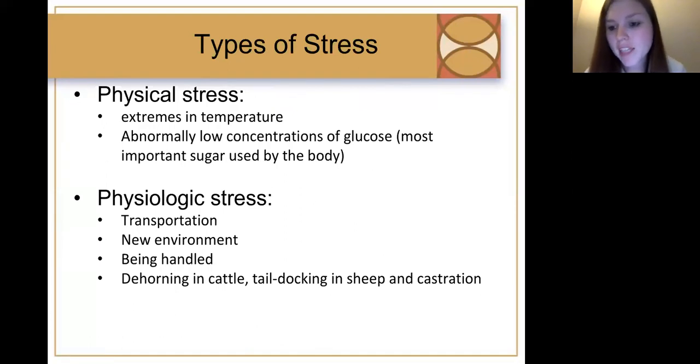So there are two main types of stress that we talked about, physical stress and physiologic stress. I would like you to know these two types and be able to give me one example of each type of stress. For example, physical stress would be like extreme intensity, so too hot or too cold. And a physiologic stress, something that would trigger a physiological response, would be like transportation, moving them to a new environment, being handled in any way, dehorning, and tail docking, and things like that. So definitely familiarize yourself with this slide and know an example of each of these two types of stress.